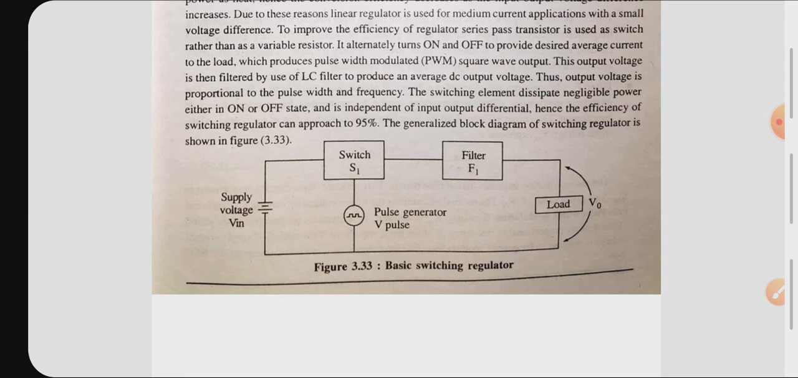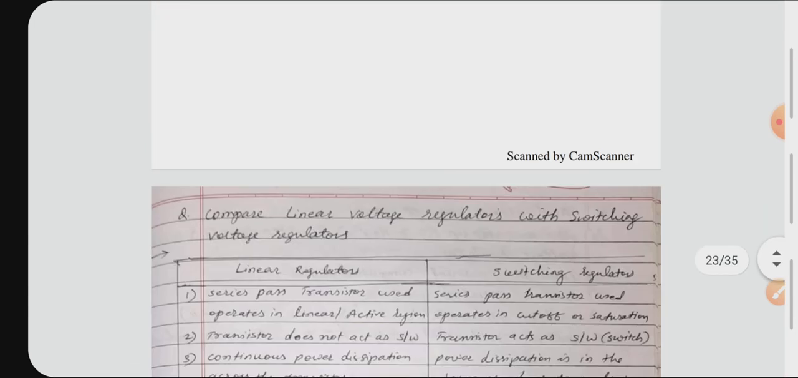Thus the output of the switch is in the form of discrete pulses whose average value depends on the duty cycle or the frequency of the pulse generator. That means if the duty cycle of the pulse generator output is varied, the average value of the output of the switch also changes. The filter may be any type of filter, LC filter, pi filter, etc. It converts the pulse waveform obtained from the switch into the DC output voltage. So this is the basic switching regulator.